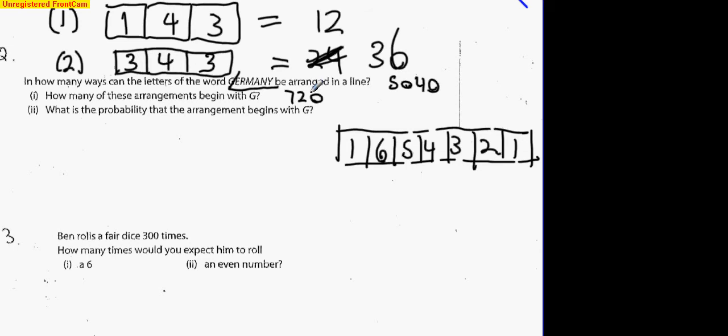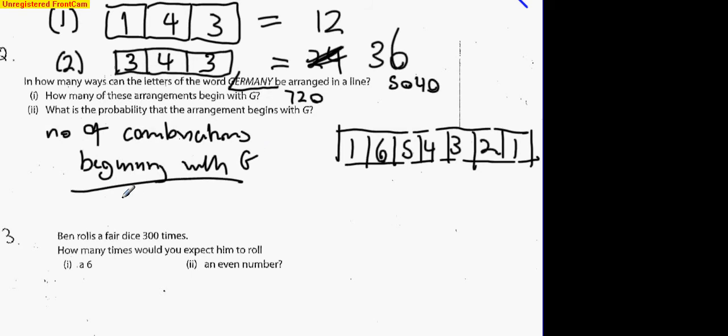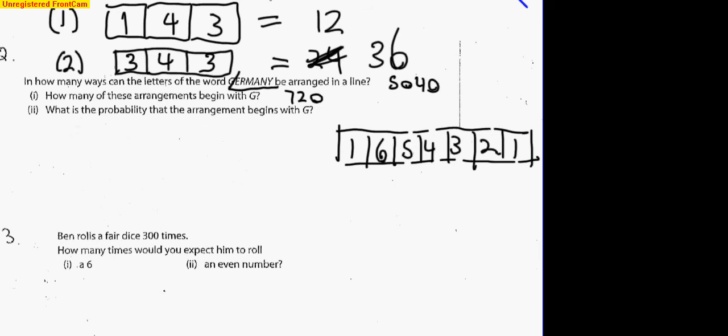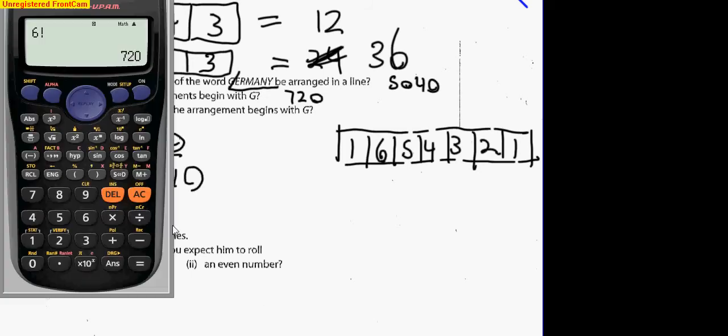Okay? Now, what's the probability that the arrangement begins with G? The probability is the number of combinations beginning with G divided by the total number of combinations. Okay? So to do this, we're going to put 720 and divide it by 5040. 720 divided by 5040.